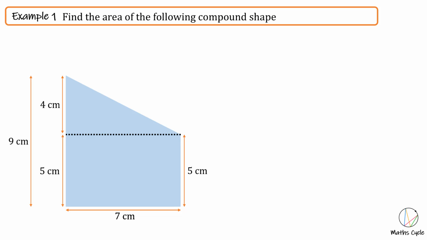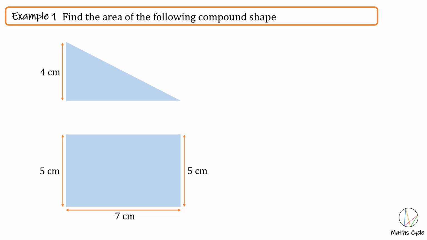4 centimeters. Now, we can clearly see that we have two shapes in this compound area. The only dimension we are missing is the width of the triangle. This will be the same as the width of the rectangle.